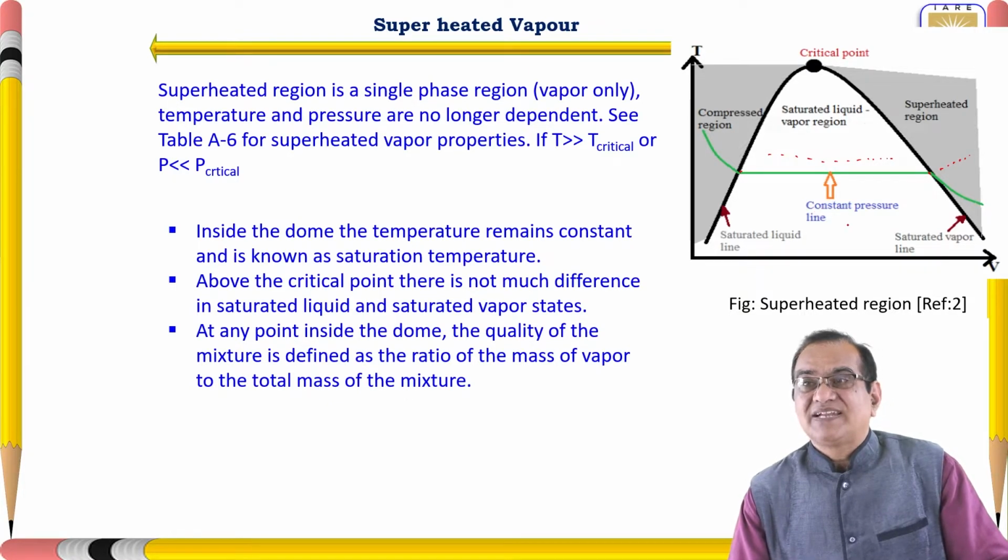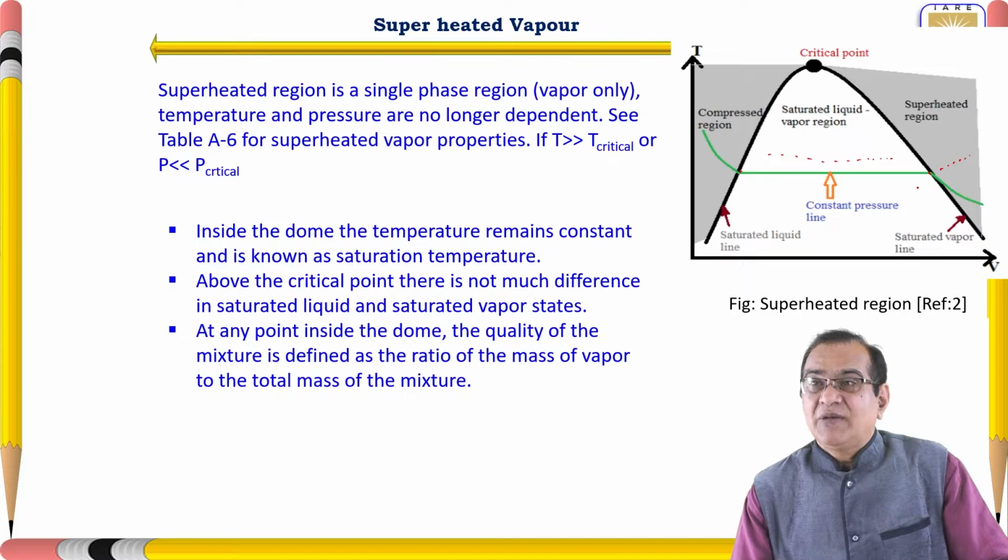Here pressure and the temperature will remain constant. As and when you go away, the pressure and temperature will be independent. But here both are dependent, which I have discussed in my previous class.